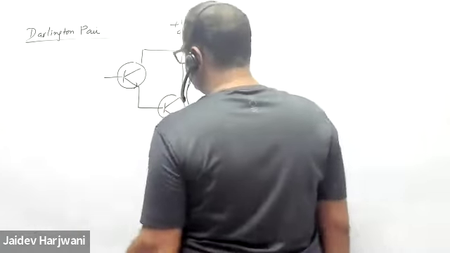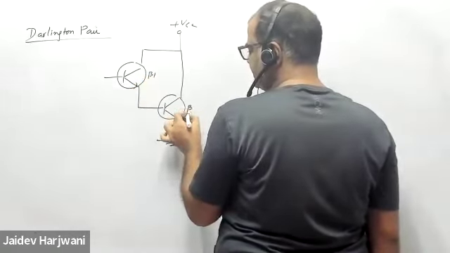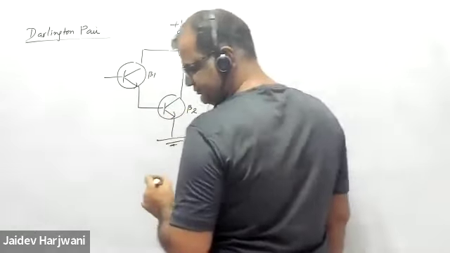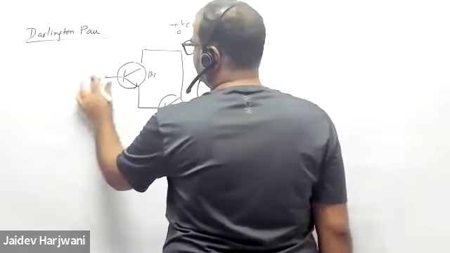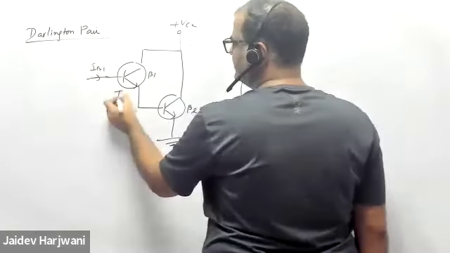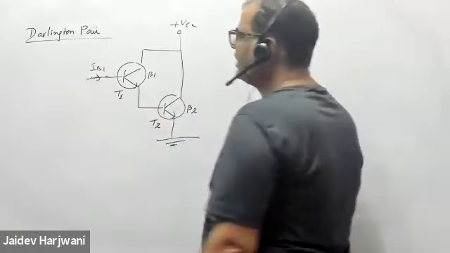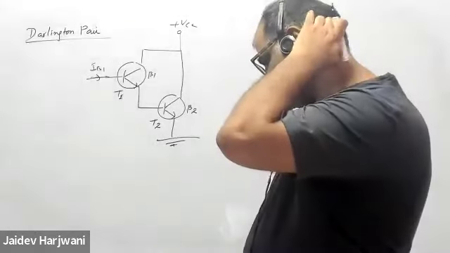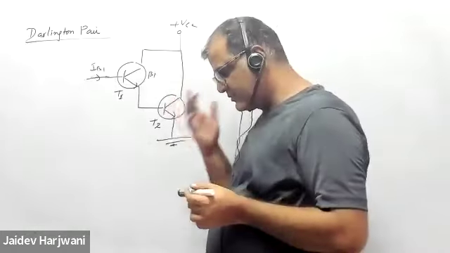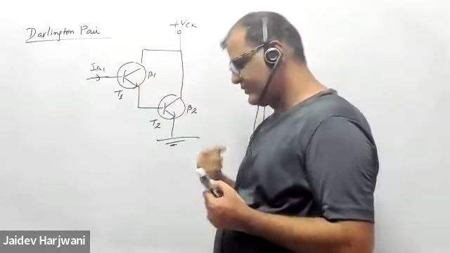This transistor has a current gain beta 1, this transistor has a current gain beta 2, and say here a current is coming, IB1. Say this is transistor T1, this is transistor T2. Both are almost identical, so their beta may be the same, or may be different. Generally beta is given same, so we say identical transistors, but otherwise beta may be different also.